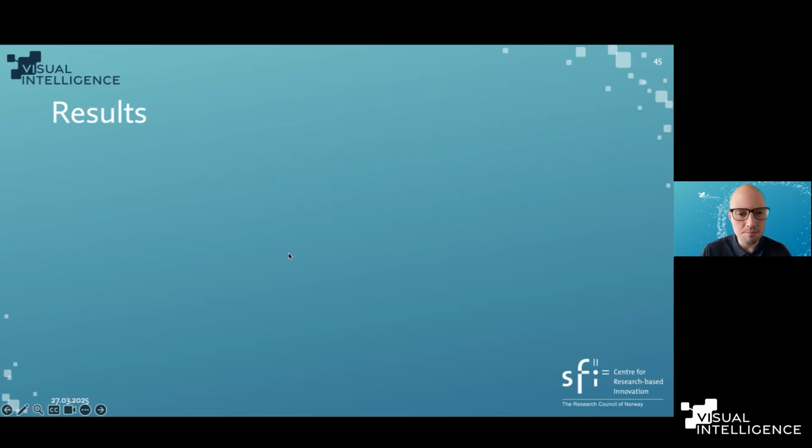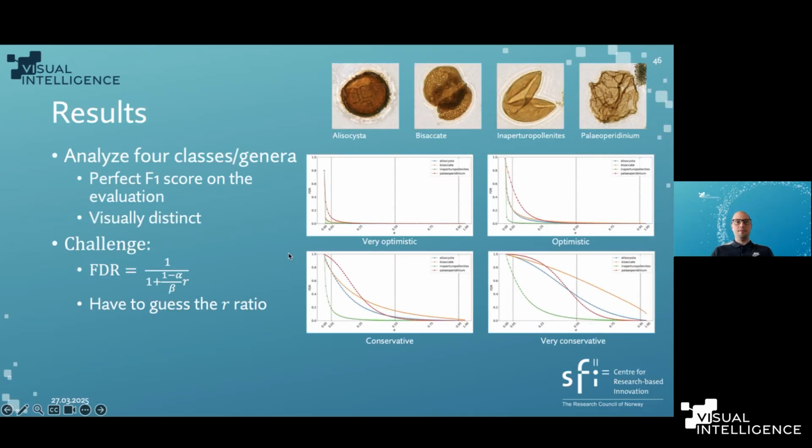Yeah, and I'm going to present some results here at the end. So we restrict the analysis to these 4 classes here, partly because they are visually very distinct, and also because they achieved almost perfect F1 score in the evaluation. So you know that the classifier is supposed to do a good job for these classes.